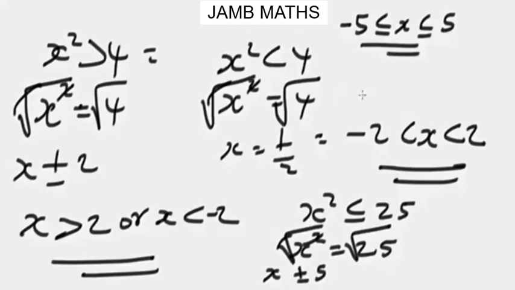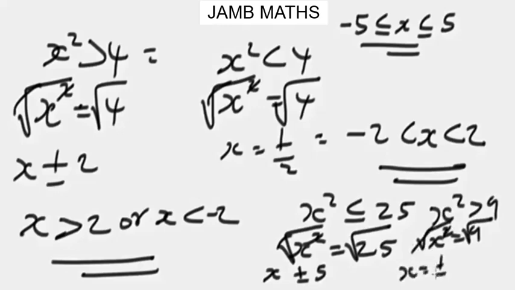Now, what if you are given something like this time around, x squared greater than 9. It's the same as x squared equals 9. So when you take the square root of both sides, x will be plus or minus 3. Since this time around it is greater than, it's going to give us x is greater than 3 or x is less than negative 3. Okay, so this is how you represent it. So guys, it's as simple as that.